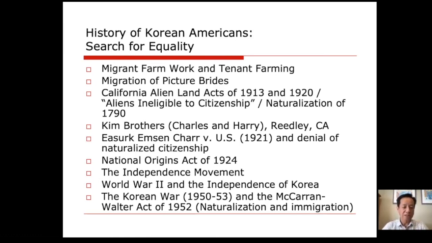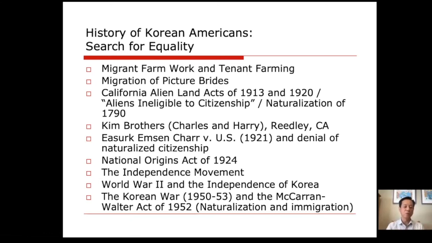Now, with the National Origins Act of 1924 and the Emsen Charr decision, my point, and this is a little controversial among the Korean American history circles, is that Koreans really double down on the independence movement when they find that they cannot become citizens in America, right? And I'm always intrigued by how an alternate possibility might have been. Maybe if they could become citizens in the US, we would have a much different political trajectory where Korean Americans would have been more active participants in American politics, let's say like the Irish or the Armenians did. But instead, Koreans became much more focused and obsessed with the independence movement, right? And that was a major preoccupation of this community.